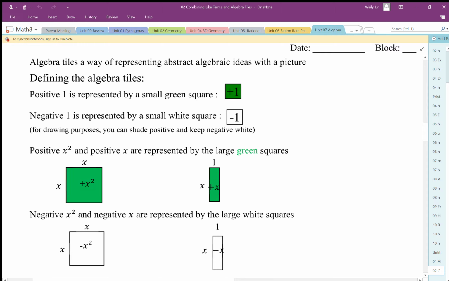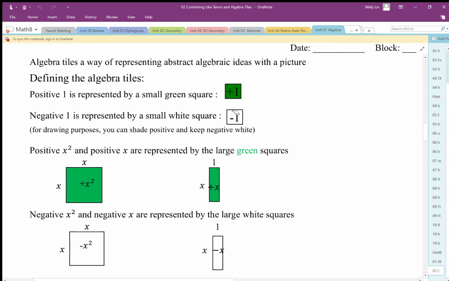The textbook, I think, uses a red algebra tile for the little square for +1, but we'll just use shaded for positive and unshaded for negative. So the little squares represent +1 and -1. The big squares are going to be positive x squared and negative x squared.